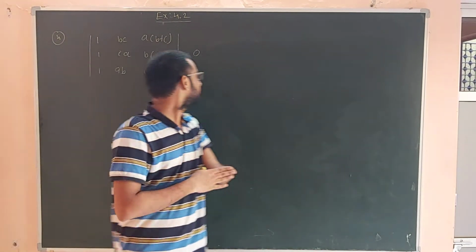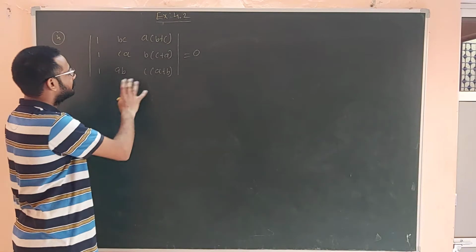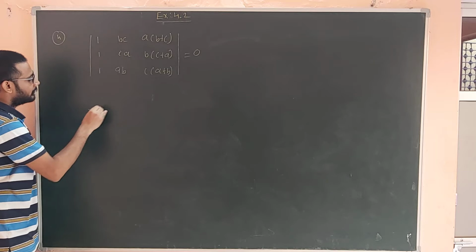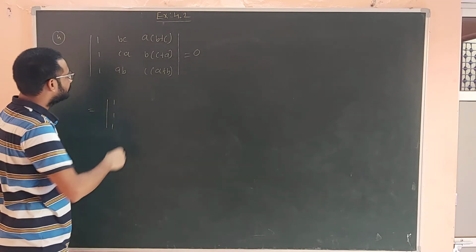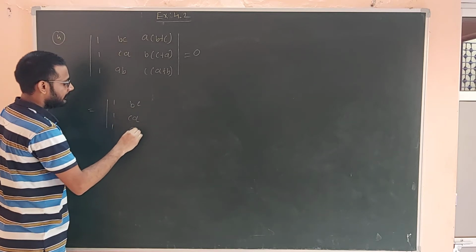Again, the fourth sum: here one determinant is given. We have to show that the value of the whole determinant is 0. So what will we do? First write the first column: 1, 1, 1. Then the second column: CA and AB.